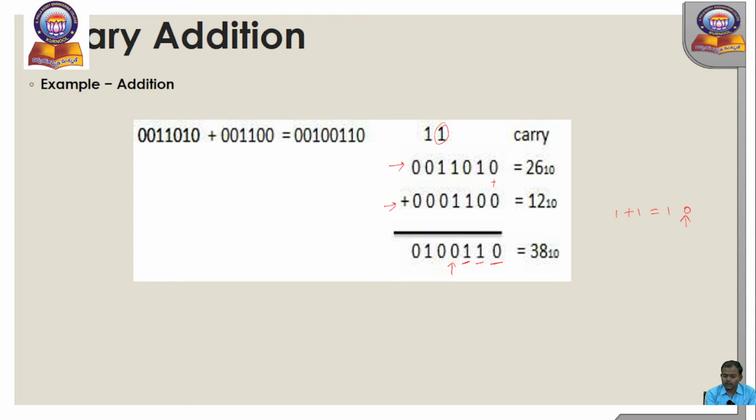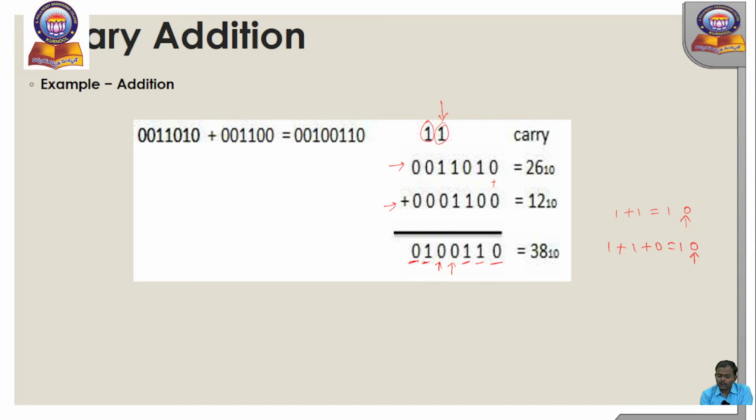Now in this position I have 3 bits: 1 is the carry and the remaining 2 are in the given numbers. So 1 plus 1 plus 0. Again I will get 10. So 0 is written over here and the carry is written here. Then 1 plus 0 plus 0, so the sum is 1, and the remaining are 0 and 0, so 0 plus 0 is 0.